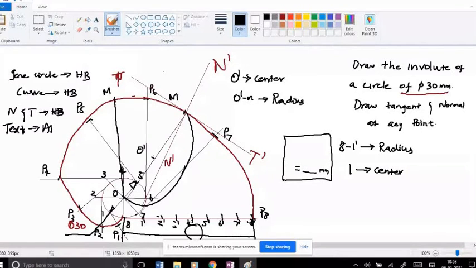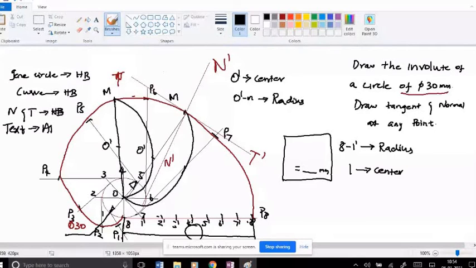After that, you need to find the midpoint of the OM line. I hope you know how to do that. So we found the midpoint. Next, let's take that midpoint as O dash. With O dash as the center and O dash M as the radius, you need to make a half circle. Remember, you have chosen a point between P5 and P6, so the circle will cross between 5 and 6. That point is nothing but your instantaneous center.